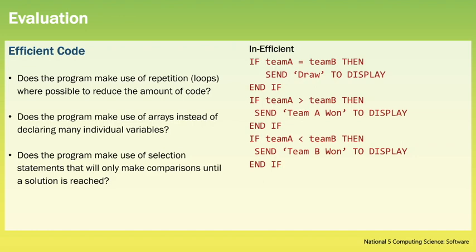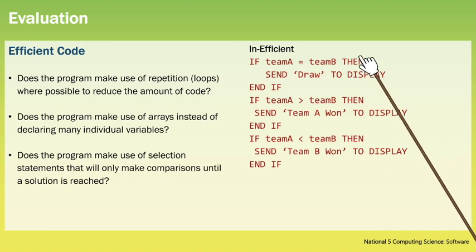Here we have an inefficient solution that's trying to determine which team has won, Team A or Team B. So let's assume that Team A has 4 points and Team B has 3 points. So 4 equals 3, that's not true, so we go into the next statement. 4 greater than 3 is true, so Team A has won. But then we go and check and see if 4 is less than 3, which it is not. So the fact that we are checking to see if this is true, when we know this is true, means that we're being inefficient, because at this point here, we have reached our solution.